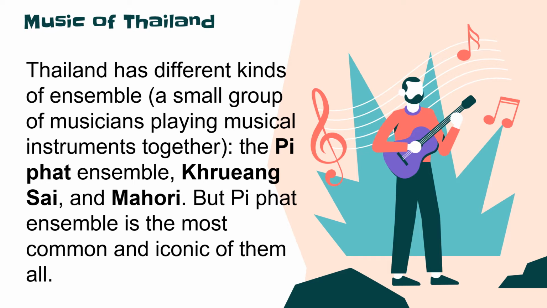Thailand has different kinds of ensemble. So what do we mean by ensemble? It's a small group of musicians playing musical instruments together. These are the Pipat ensemble, which is the most common and iconic of them all, the Kruweyang Sai, and then the Mohori. Don't forget the three different kinds of ensemble: Pipat, Kruweyang Sai, and Mohori.